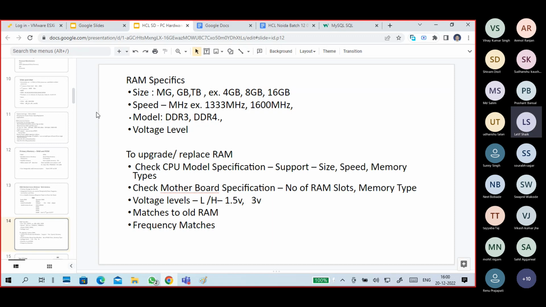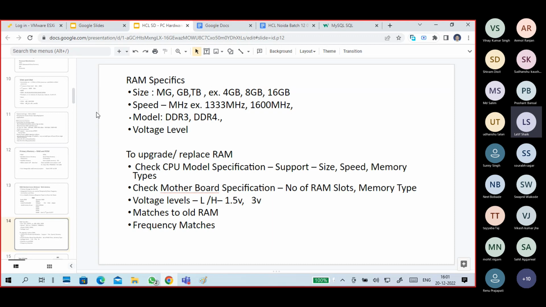So check it once. Next, another way is based on the clock speed. Also, we can determine what model your RAM is, and we can understand the clock speed of the CPU, the FSB of the CPU, and the RAM clock speed must match. Based on that only we can buy our RAM. RAM comes in different sizes, different models, different voltage levels. Guys, if you want to insert a new RAM, upgrade a RAM, or replace the RAM, compulsorily two things you have to check.